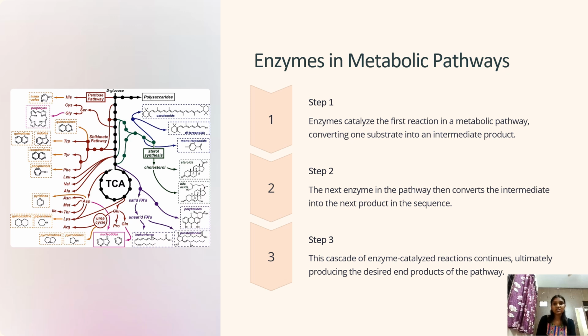Now, let us understand how enzymes perform in metabolic pathways. Step 1 is when enzymes catalyze the first reaction in the metabolic pathway, that is, converting one substrate into an intermediate product. Step 2 is when the next enzyme in the pathway converts the intermediate into the next product in the sequence. Step 3 is when the cascade of enzyme catalyzed reactions continues, ultimately producing the desired end product of the pathway.